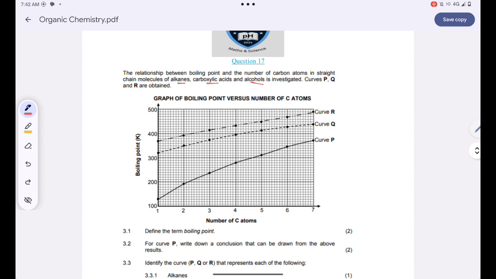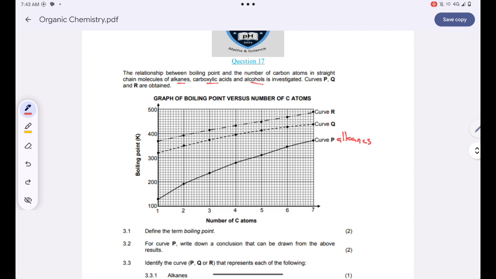Because alkanes have weak London forces. Since the intermolecular forces that exist between alkanes are weak, that means it will have a lower boiling point. So curve P represents alkanes. Are you together? And then now I have to contrast between a carboxylic acid and alcohols. Carboxylic acid has two sides of hydrogen bond, and alcohols only have one side of hydrogen bond. So that makes carboxylic acid have stronger intermolecular forces compared to alcohols.